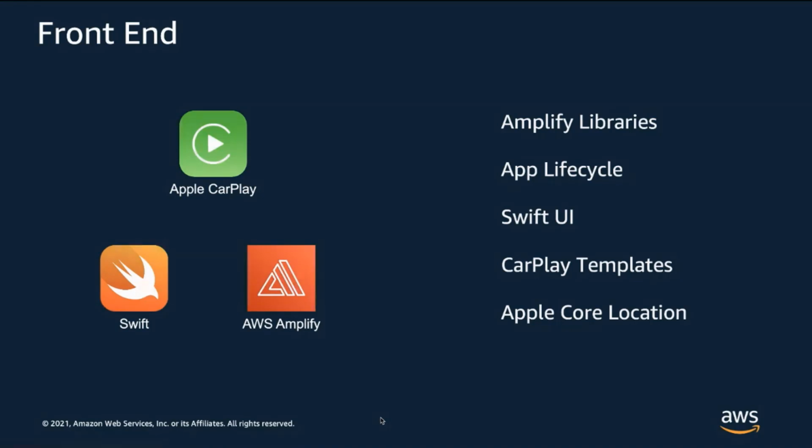We'll look at how we built the iPhone piece using SwiftUI. And then we'll look at how you drive the screens for the CarPlay using what are called CarPlay templates. And then finally, how we used Apple Core Location to determine our current location as we're driving and surface the current latitude and longitude that we can use in calling our backend API methods.